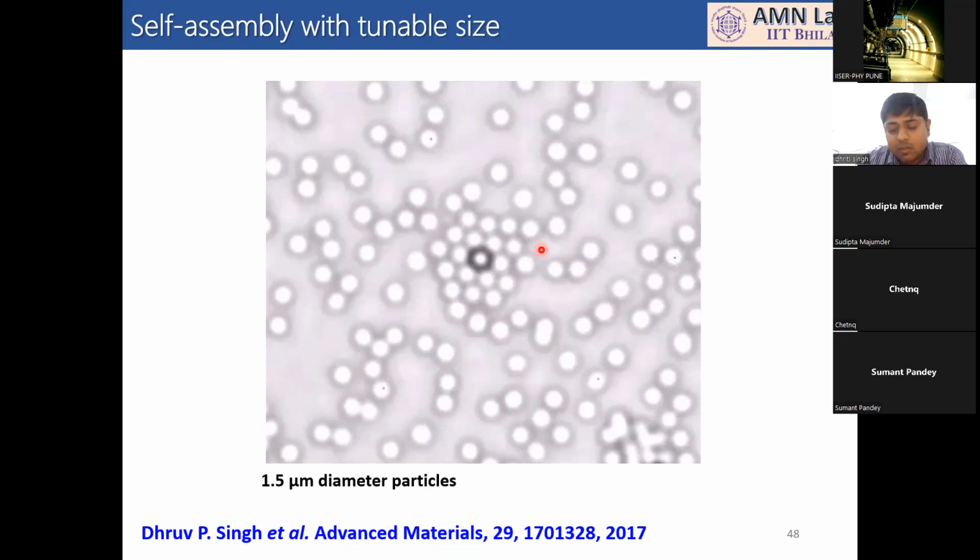Similarly, if we go to nanostructures, like 100 nanometer or below, then Brownian fluctuation will be too high. The particles will, of course, be collected, but keeping them attached will be a challenge, because the thermal noise will be too much.